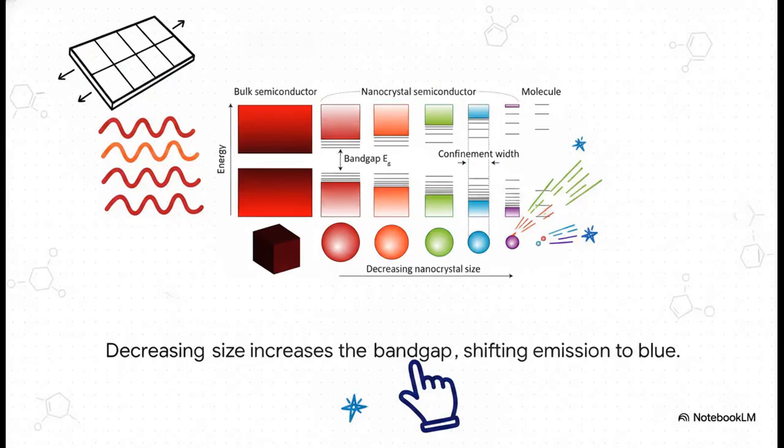And here is where it gets absolutely fascinating. This illustrates the quantum confinement effect in action. In bulk materials, you have standard, continuous energy bands. But look what happens as we shrink the crystal size down. The band gap, that energetic space between the levels, actually gets bigger. A smaller quantum dot forces a larger band gap, which means it absorbs and emits higher energy light. You can literally see the emission shifting from red to blue simply because the physical dot got smaller. We are tuning a material's optical properties just by changing its size.